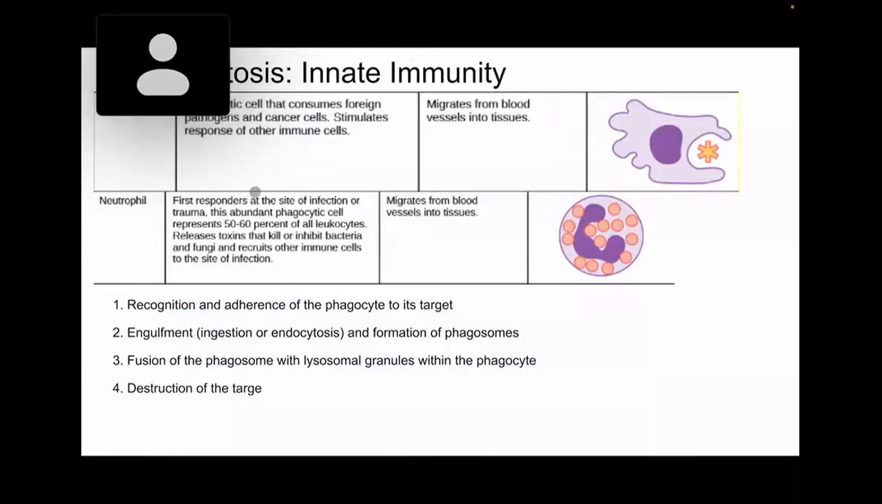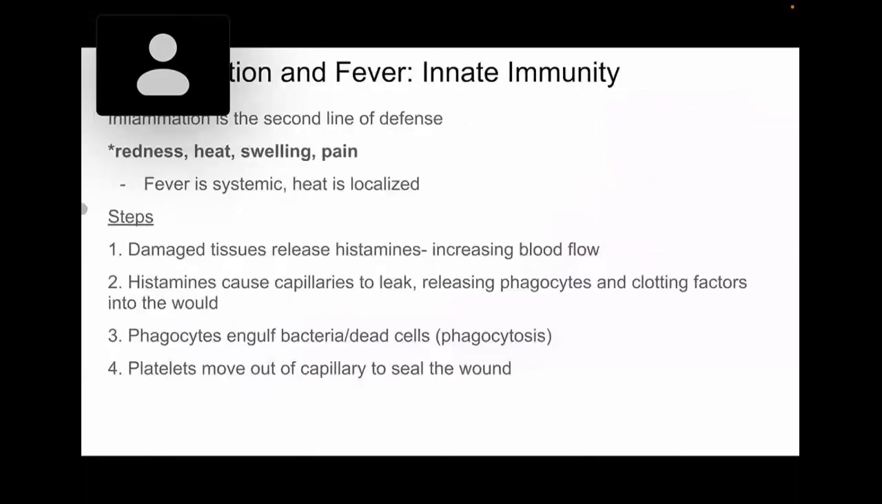Phagocytosis is part of our innate immunity, but just note that with phagocytosis, they essentially consume the pathogen, okay? It's not a specific pathogen, it's whatever the body deems as a pathogen. The steps of phagocytosis include recognizing and adhering to the target, engulfing it, fusing, and essentially making little granules that will decompose and become really, really tiny so that it can be destroyed.